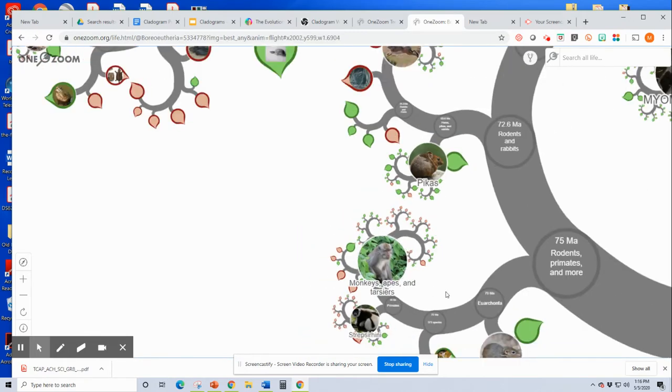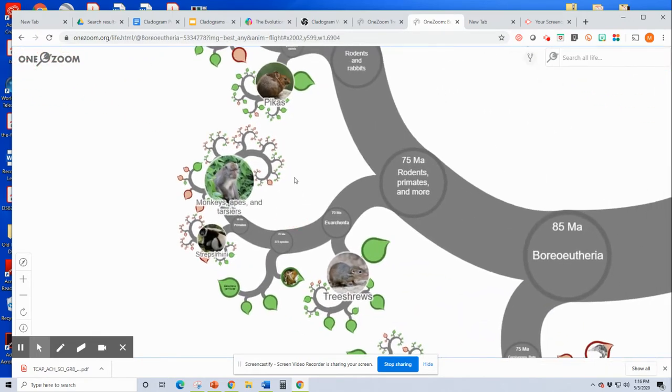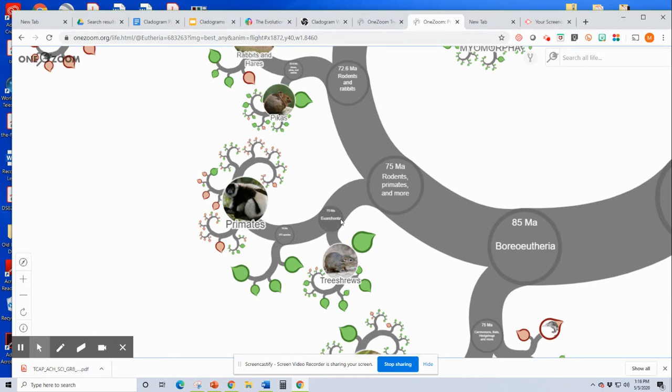Let's back up a little bit more. Oh, look, you still got our leaf. Did you lose the leaf? Yeah, did you lose a leaf? I think it's somewhere in here. So I'm going to go, oh, there's a tree shrew.